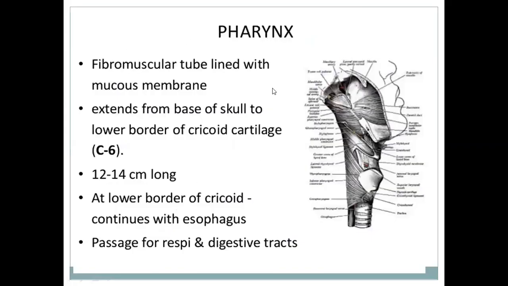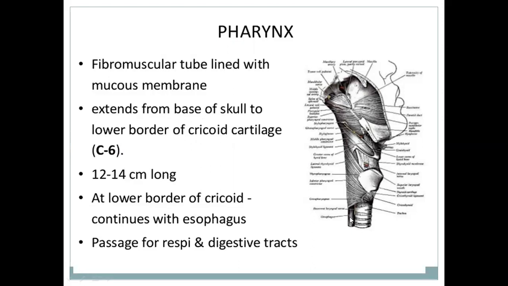So, the pharynx is a fibromuscular tube. It extends from the base of the skull at the level of the pharyngeal tubercle of the occiput, up to the C6 cervical vertebra. It is 12 to 14 centimeters long, and it ends at the lower border of the cricoid cartilage. Lower down, the pharynx continues with the esophagus.